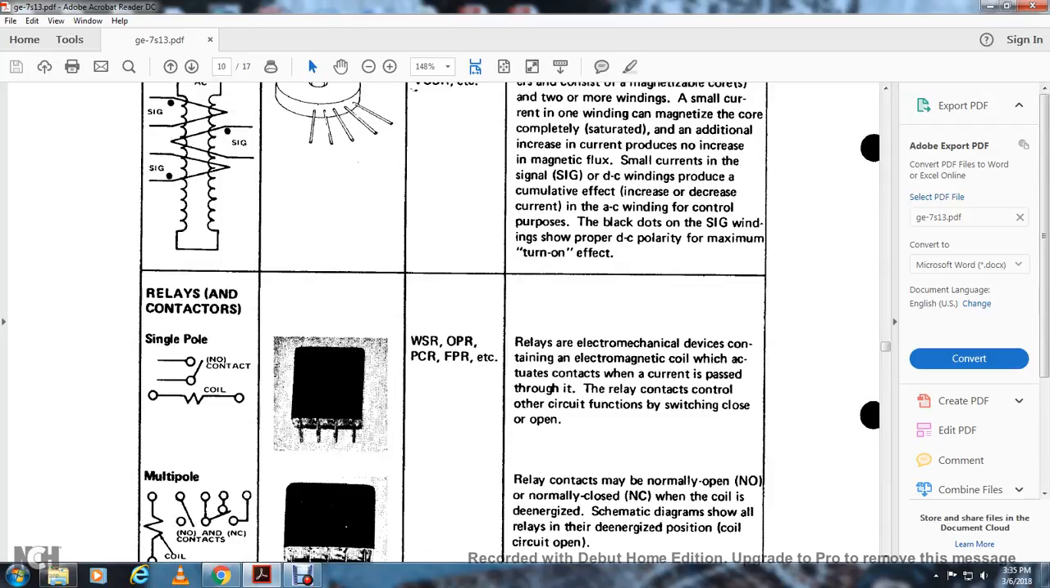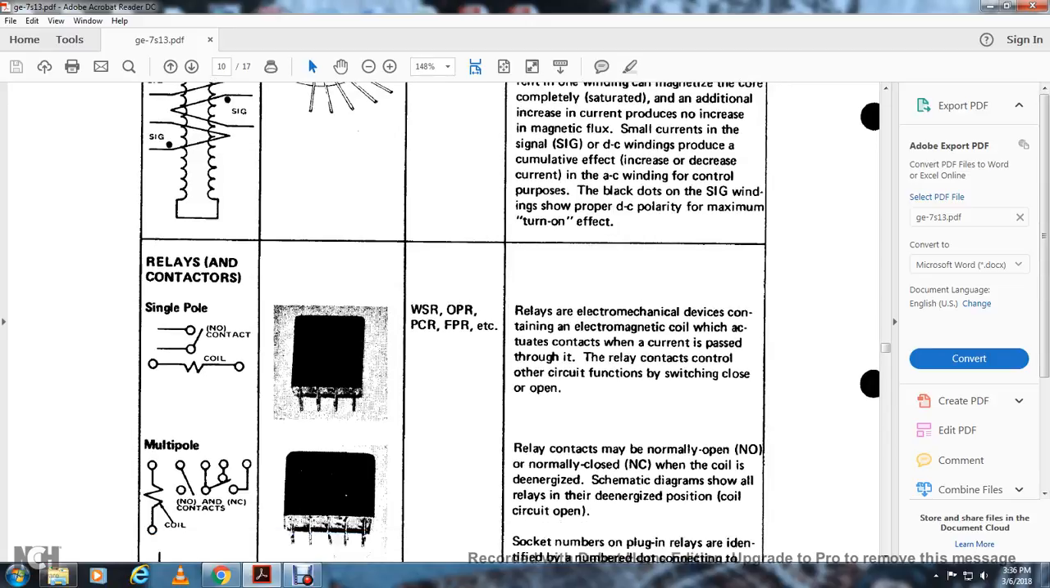Alright, relay or contact. A single pole is shown as a doorway left open, with no contact, and the coil is a zigzag line. Your identifications are W's, S, O, P, R, P, C, R, F, F, P, R. Relays are electromagnetic devices containing an electromagnetic coil which actuates contacts when current passes through it. The relay contacts control other circuit functions, switching, closing, and opening.